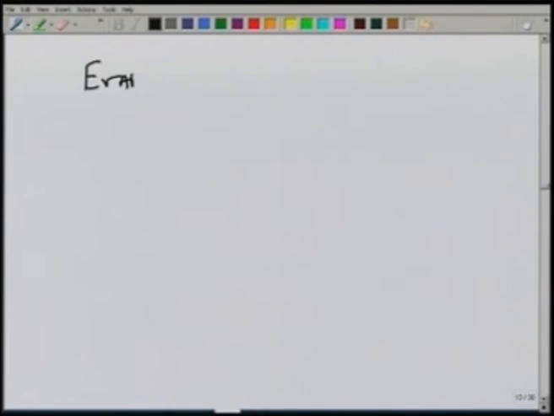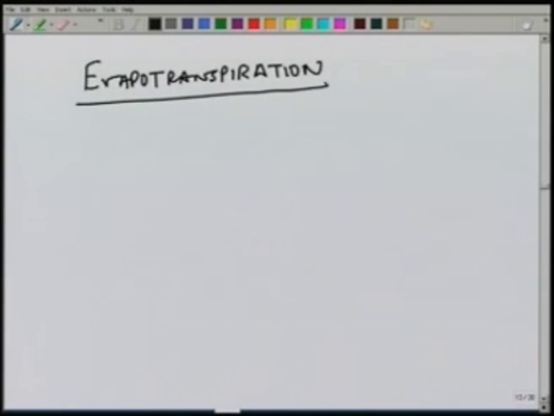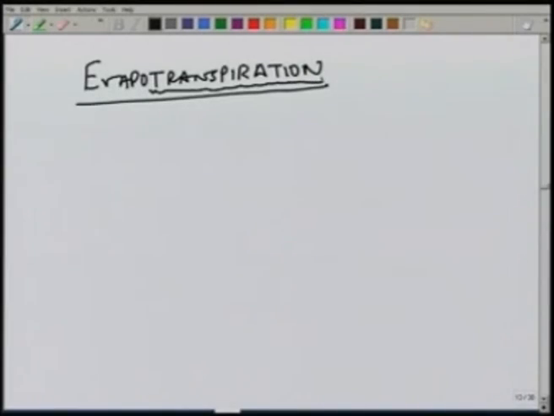The next term which we want is evapotranspiration. So evapotranspiration, as we have seen, is the combination or sum of evaporation and transpiration, and therefore there are some additional complications involved in determination, because transpiration depends on the plant's growth, what is their water requirement, what is the stage of growth. So evapotranspiration is comparatively difficult to measure or estimate compared to evaporation.